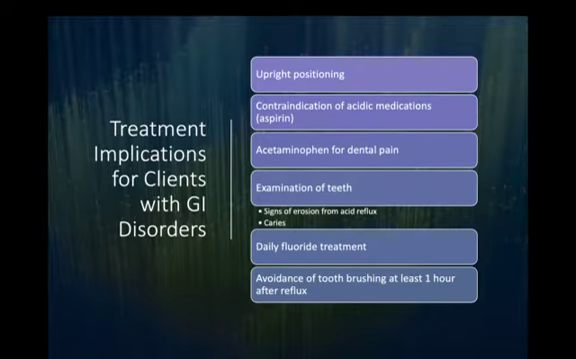Daily fluoride treatments, whether that's just over the counter toothpaste or mouth rinses, or maybe we'll recommend a prescription strength or even fluoride trays if we think that is important. And then avoidance of toothbrushing at least 1 hour after their reflux, right? Because whenever they have that reflux, they have the acid, and then if we're brushing, that can increase the amount of wear and erosion on the teeth.